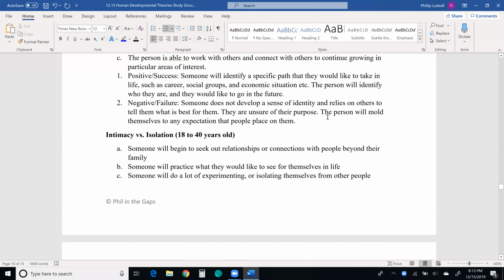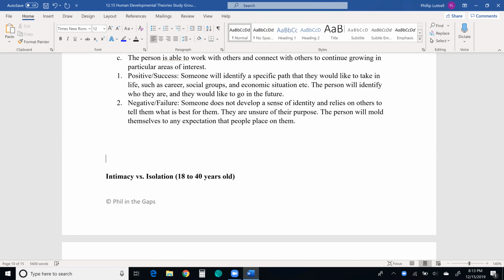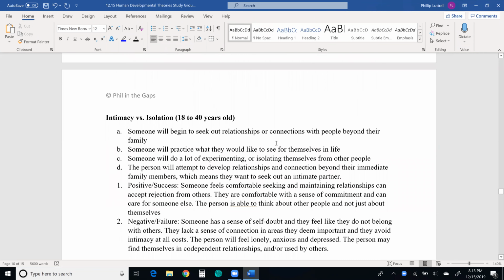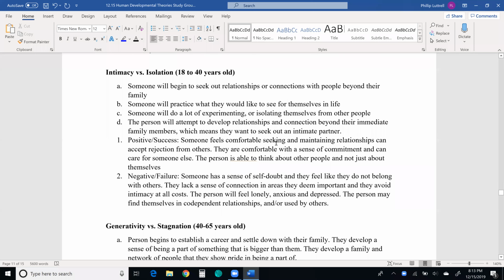And then the next stage is intimacy versus isolation. So this is from 18 to 40 years old. So this is where someone will begin to seek out relationships or connections with people beyond their family and in a more intimate lens. So someone will practice what they would like to see for themselves in life. So someone will do a lot of experimenting or isolating themselves from other people.